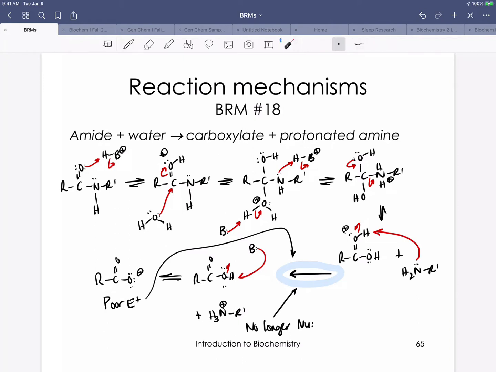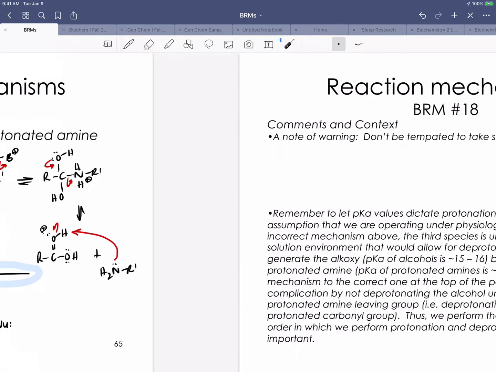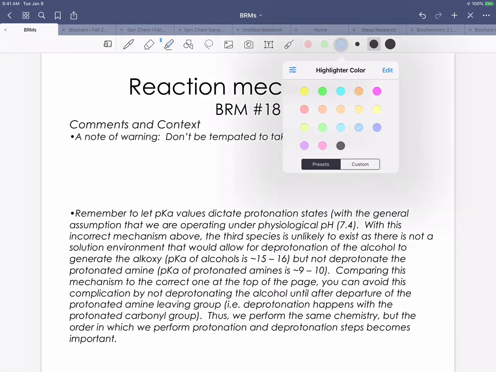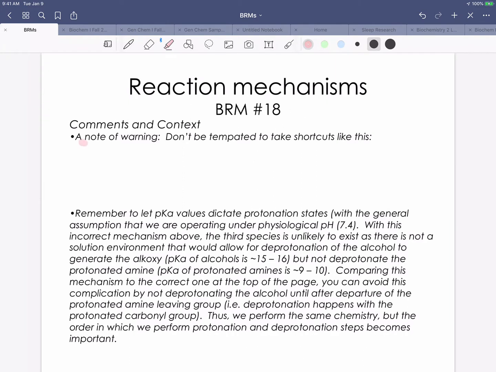What I'm going to do on the next slide is highlight some things to think about with what's going on in this intermediate here. And clearly there's a deprotonation step that's going to happen of this oxygen here, but we need to make sure that it doesn't happen too soon. So again, note of warning, this is not going to be a correct mechanism; I'm highlighting something that we want to make sure we don't do. So let's start with our amide here.